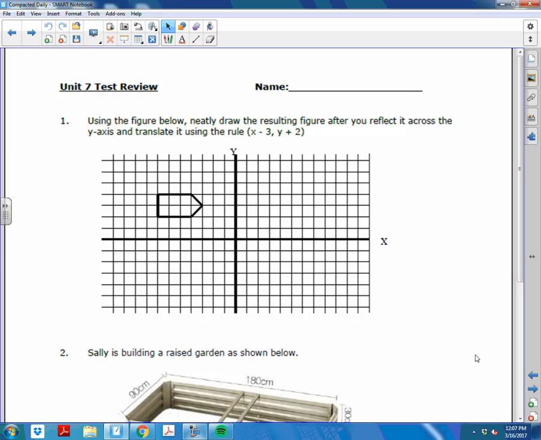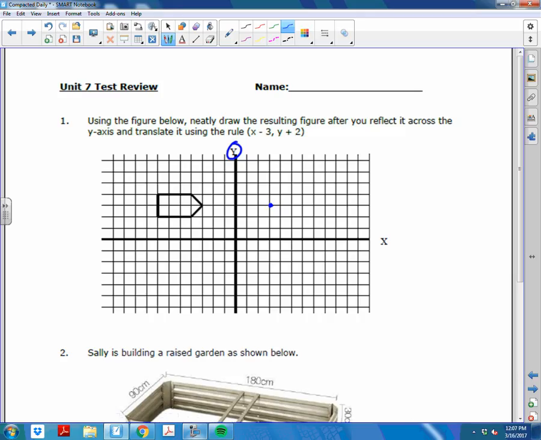It says, using the figure below, neatly draw the resulting figure after you reflect it across the y-axis and translate it using the rule x minus 3, y plus 2. First we're going to reflect it across the y-axis, right? Remember that when you reflect something across an axis, it needs to be equidistant from the axis. So in other words, the way that I do it, once I identify the y-axis, if this is 1, 2, 3 away, I go 1, 2, 3, and I put that vertex there.